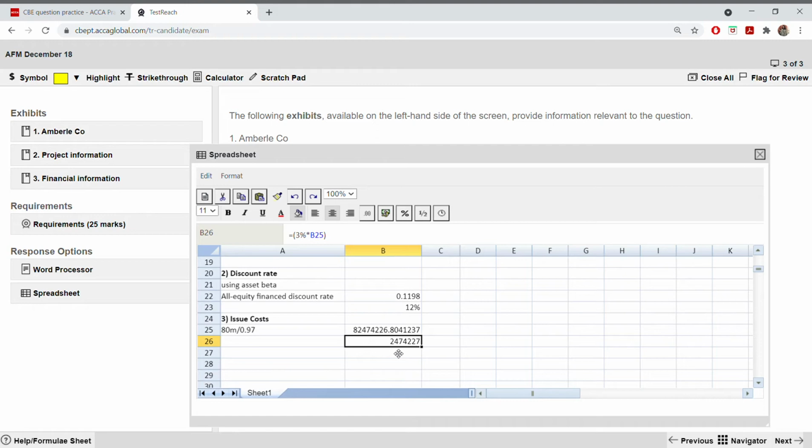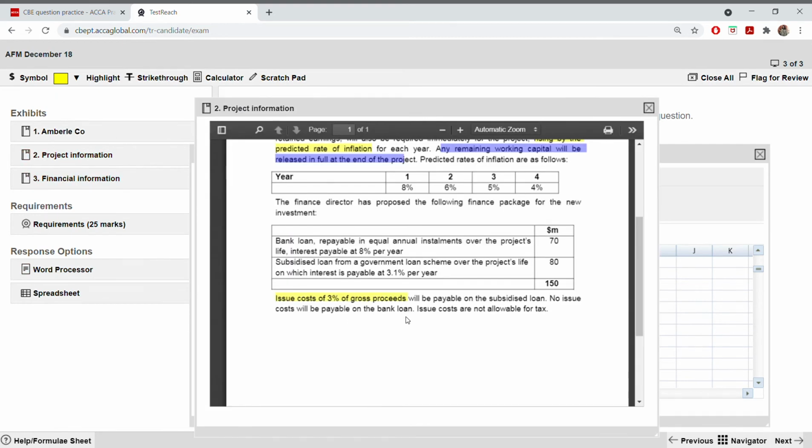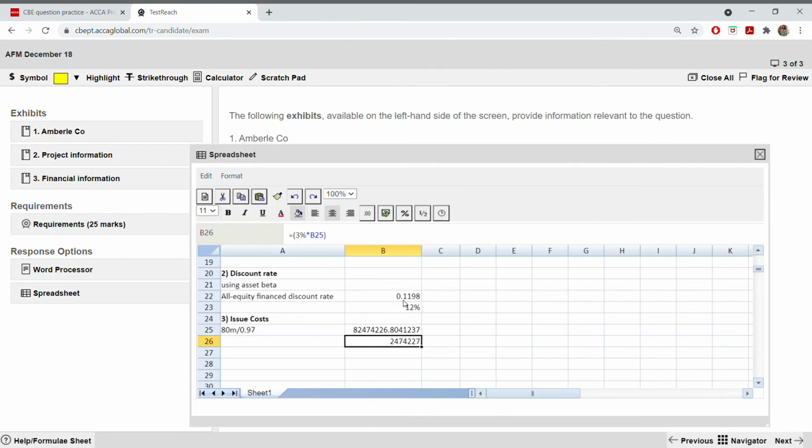So there will be no issue cost for the bank loan. Clearly they have told no issue cost will be available on bank loan. So you don't have to write it, right? It's already there. So just keep this in bold because this is what I need, the issue cost.